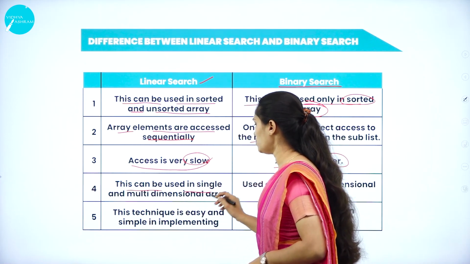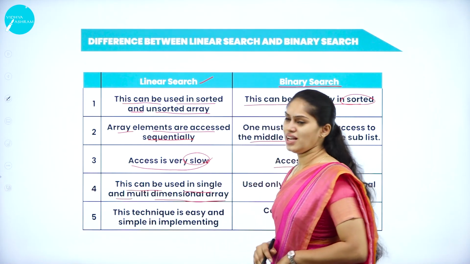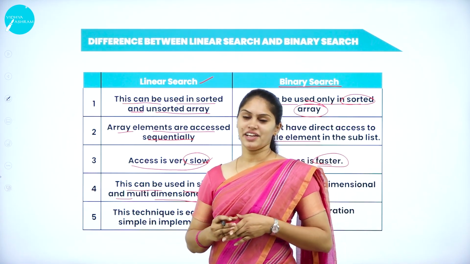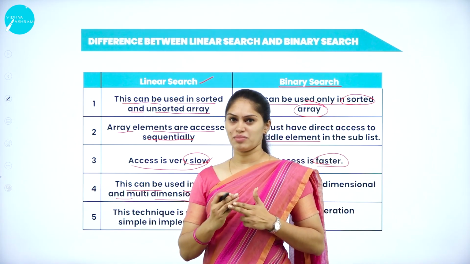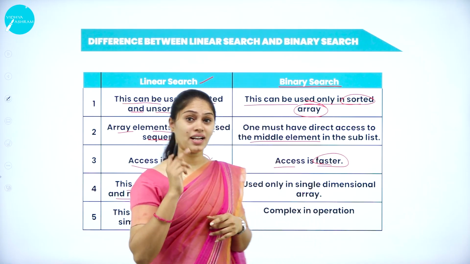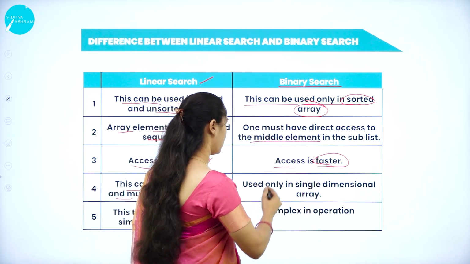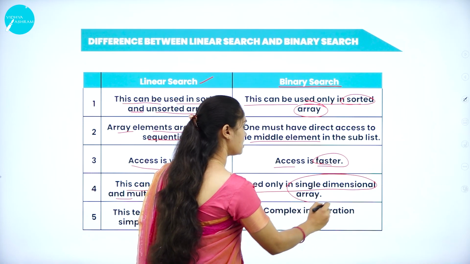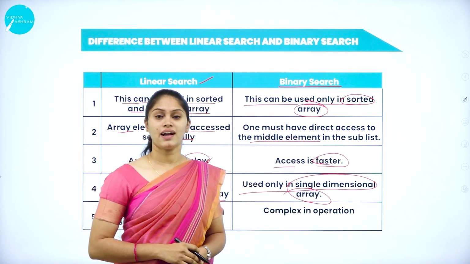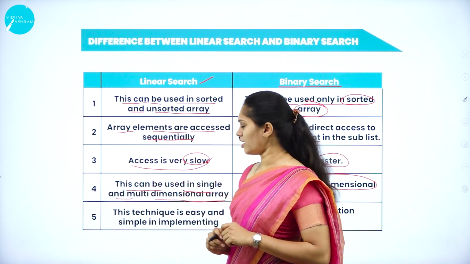Linear search can be used in single and multi-dimensional arrays. I can use linear search for 1 dimension, 2 dimension or multi-dimension, but that is not the case for binary search. It has to be used in a single dimensional array and all the elements must be in sorted format.